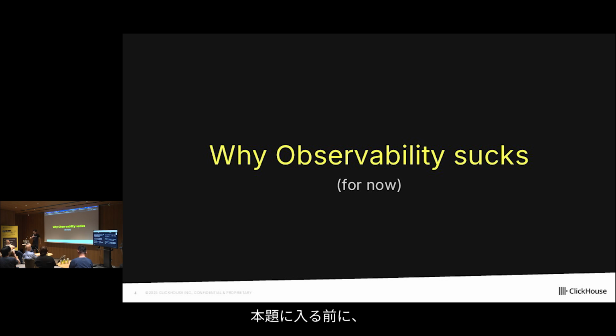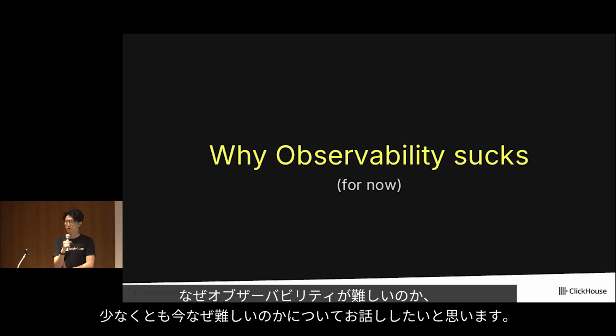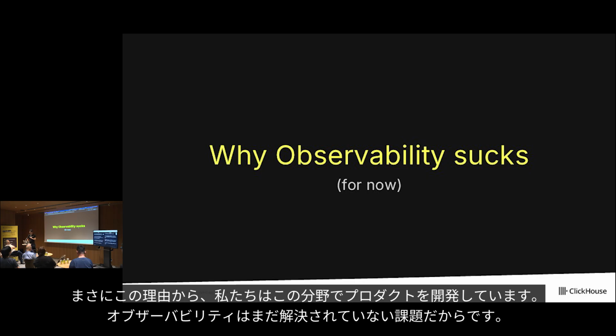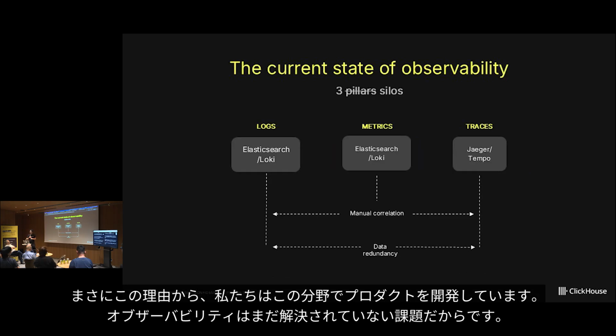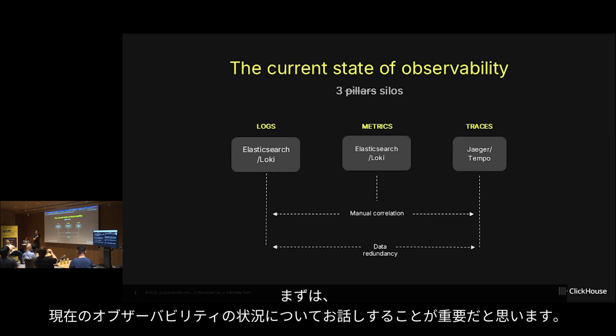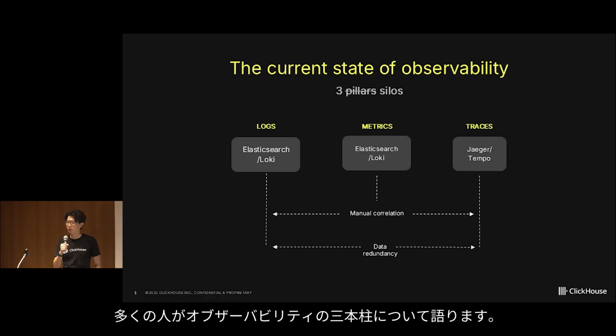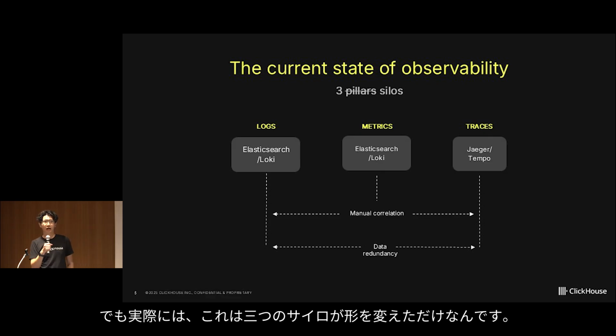Before diving deeper into our product, I wanted to talk a little bit about why observability sucks, or at least why it sucks today. This is why we're building a product in the space, because it's not really a solved problem quite yet. I think it starts with the current state of observability. A lot of people talk about the three pillars. In reality, that is really just three silos in disguise.